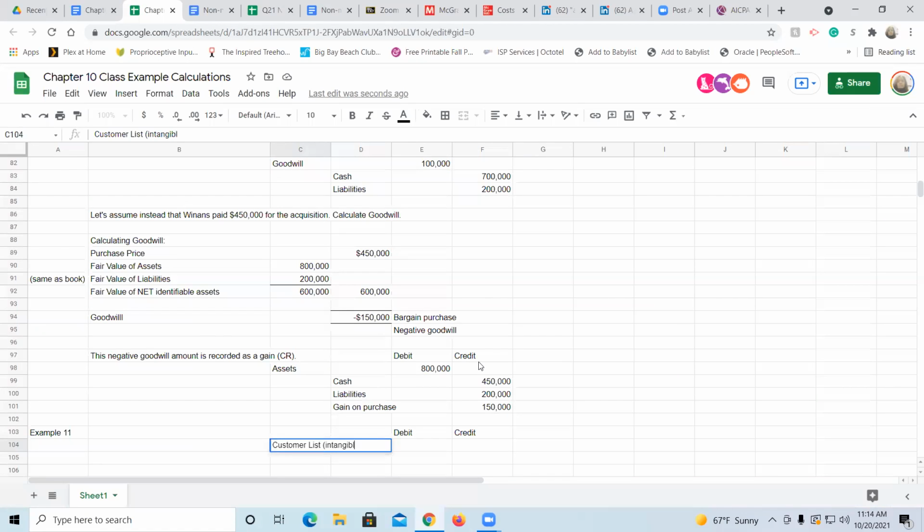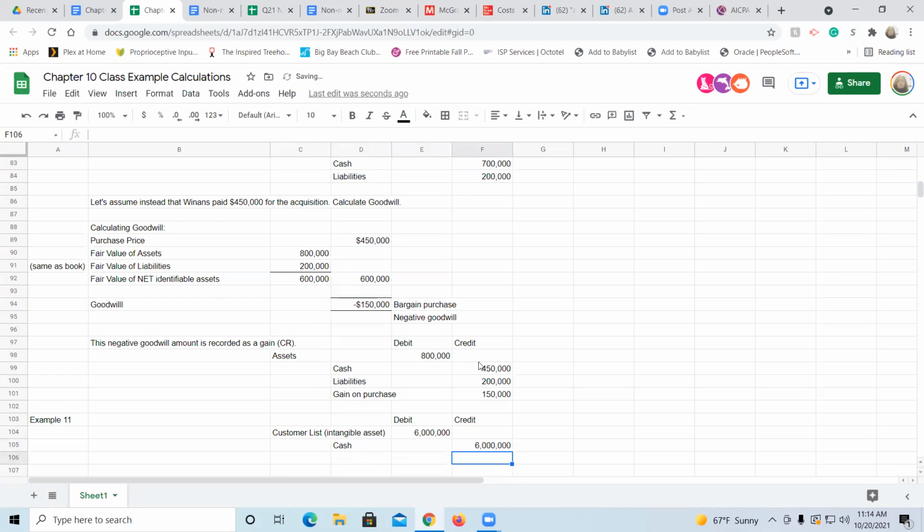So customer list is the intangible asset, right? I'll just put it here. So when you're looking at this, you remember. And that's going to be 6 million. And then you've got cash. It's as simple as that. Cash is 6 million.